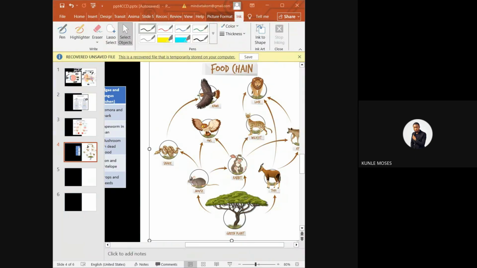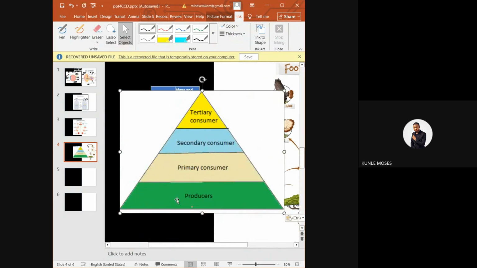And lastly, we have pyramids in ecology. This one is a JAMB favorite. They wrote it there themselves, JAMB favorite. Pyramids in ecology. So let me just show you. So this is it. That's the pyramid in ecology.